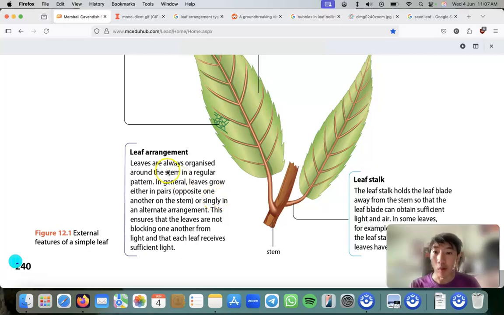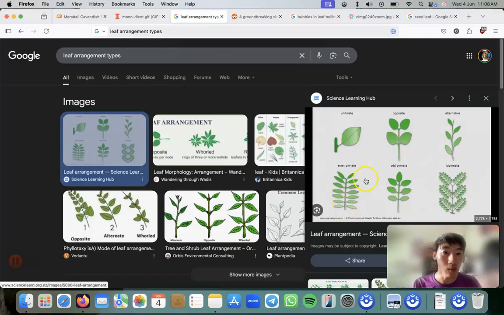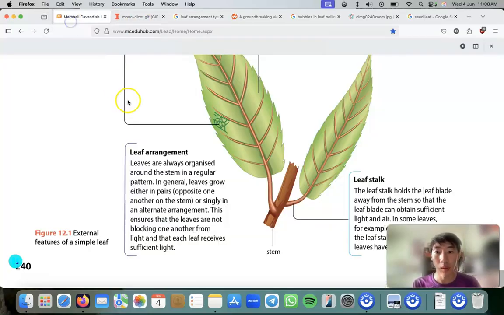Now, the leaves are arranged in a regular pattern and they grow in opposite pairs, or they can grow in some other arrangement. Basically, as long as they do not block one another from receiving sunlight, then the leaves are happy. If we look at some examples here, we can see there's an even distribution, there's an odd, there's also bipinnate, and many different kinds of leaves have different distributions, as long as they are not blocking each other.